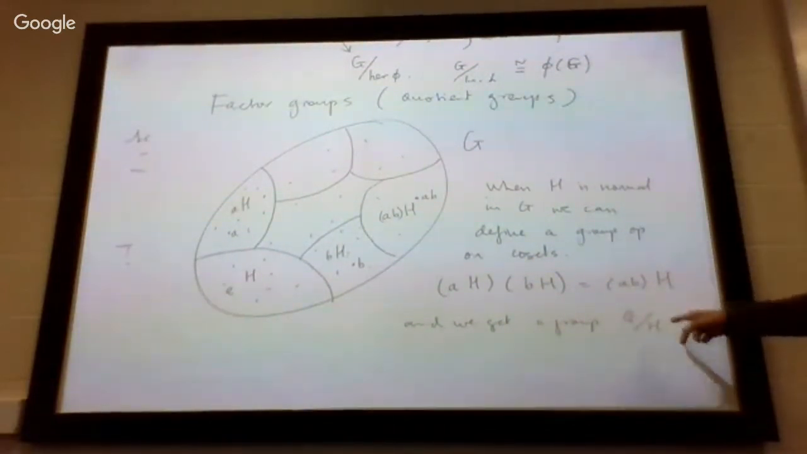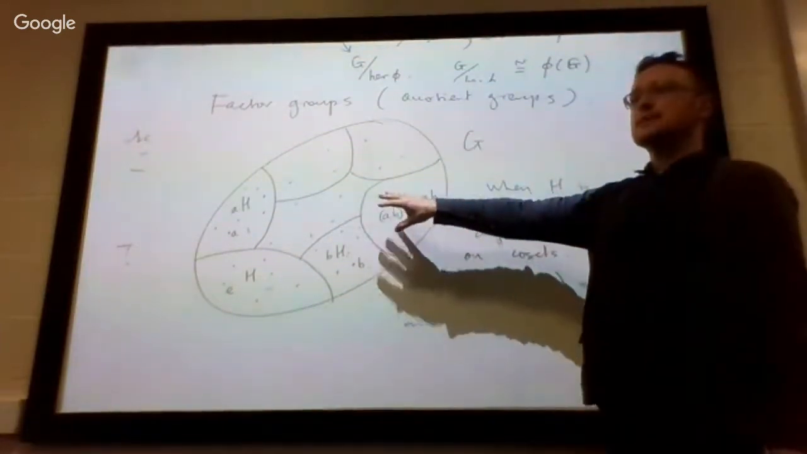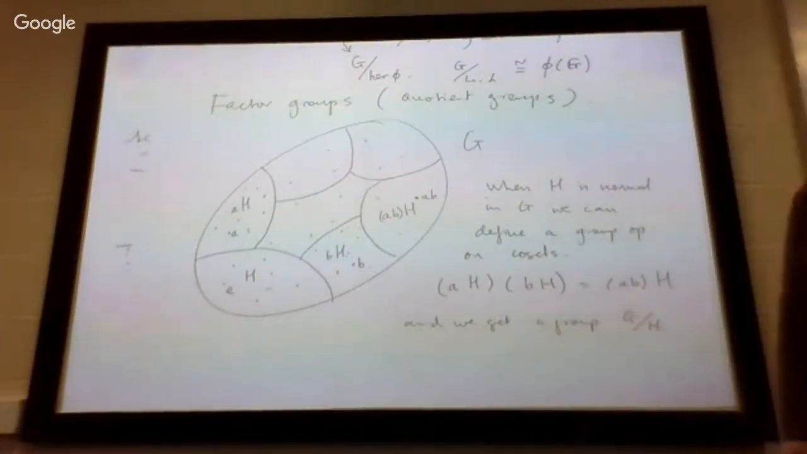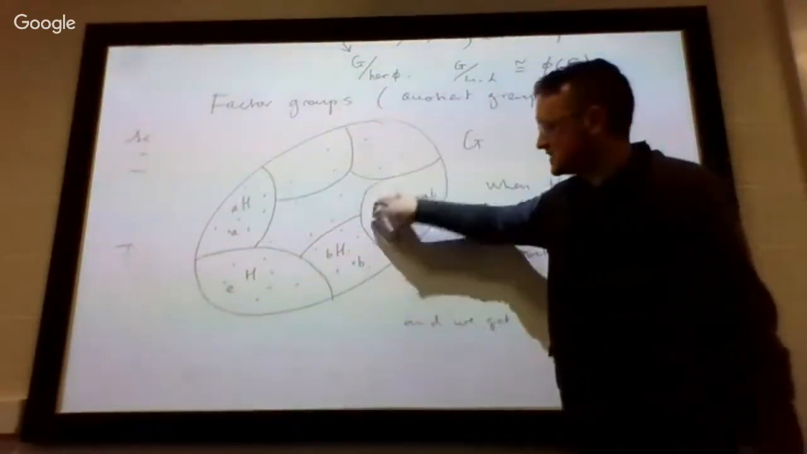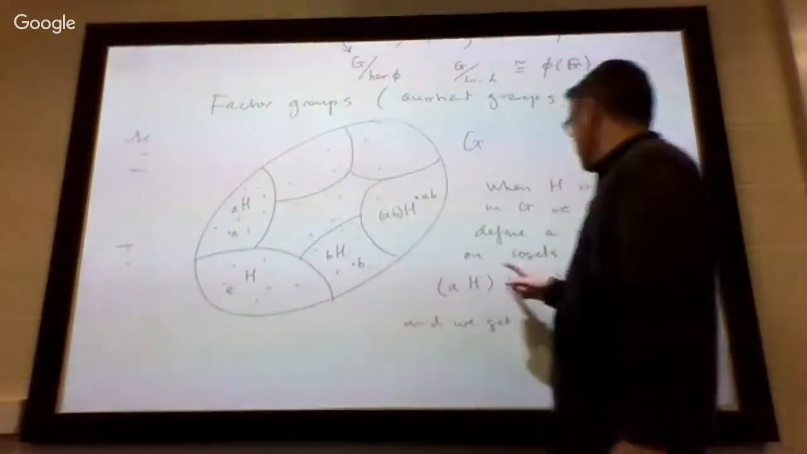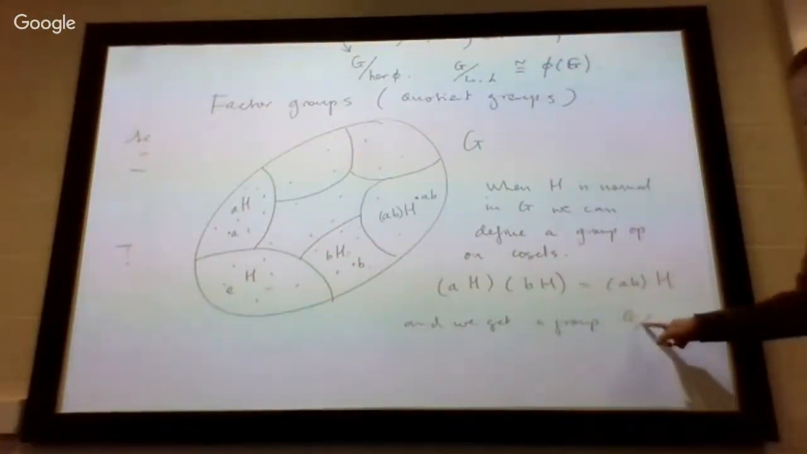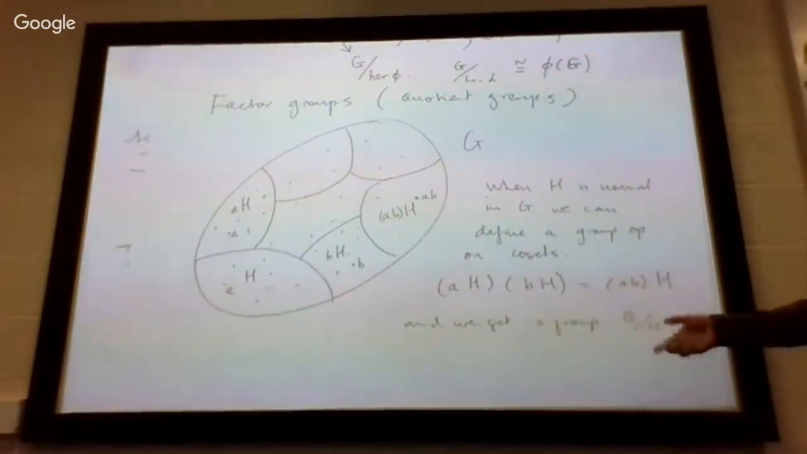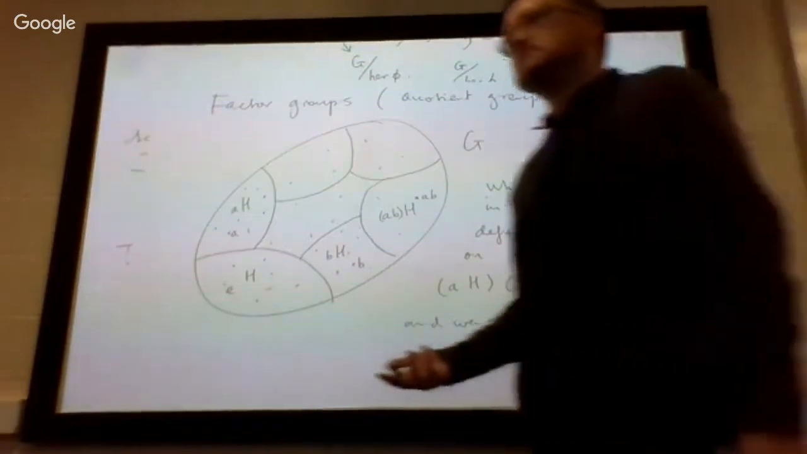It refers to this new group, the system of cosets under this operation. How many cosets of H are in G? Don't think about it too literally as a fraction, but there are fraction-like ideas and fraction-like behavior.